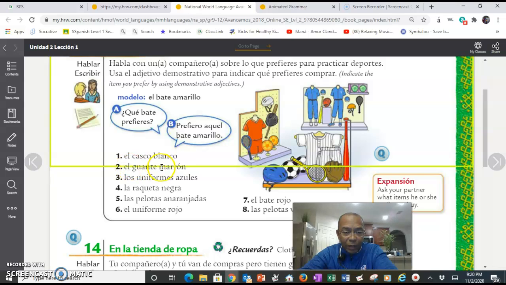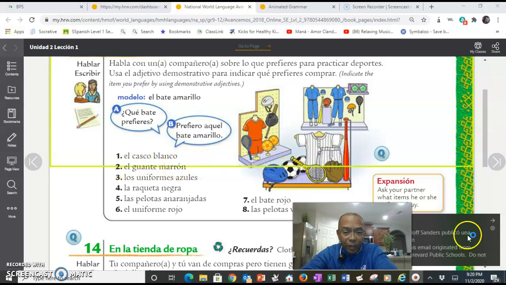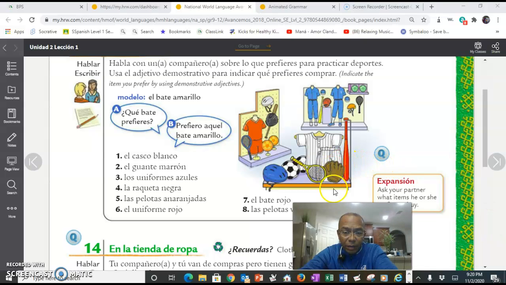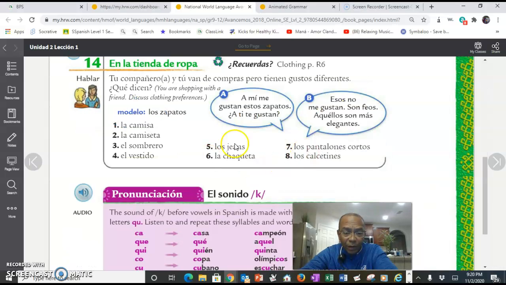El guante marrón. Guante means glove, and it's right here. Marrón. There's another one, but this one is black and this one is red. So this is marrón, which is brown. It's close to you, so you will say este guante marrón, and so on and so forth.